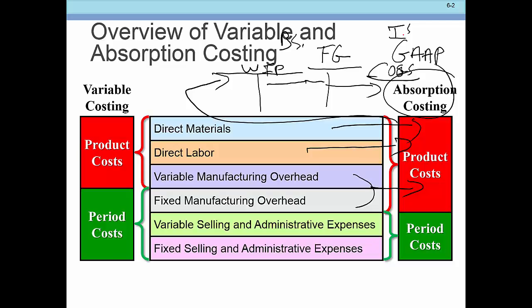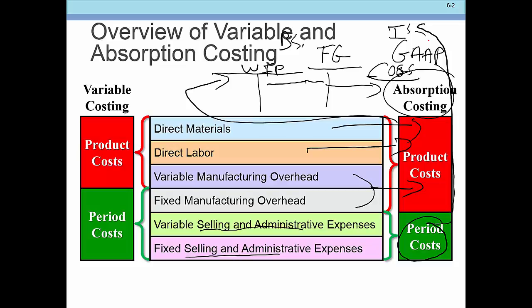Our selling and administrative expenses were treated as a period cost, and again, we didn't call them out as variable versus fixed, but they were a period cost, meaning that each period they went straight to what? Straight to the income statement, and we didn't include them in inventory at any point in time, right?